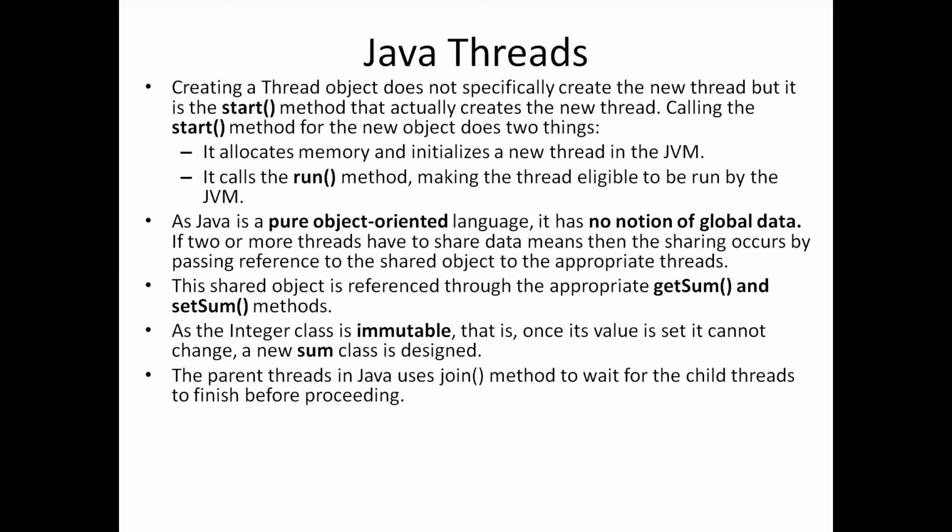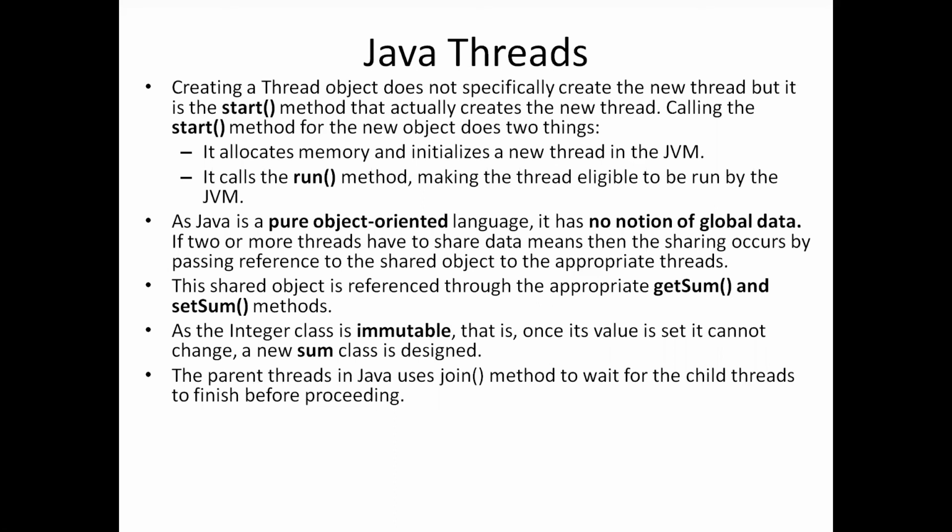Okay, the shared object is referenced through the get sum method and set sum method, as the Integer class is immutable. What does immutable mean? Once the value is set, it cannot be changed. So a new Sum class is designed here in Java, which will consist of a get sum method and a set sum method.